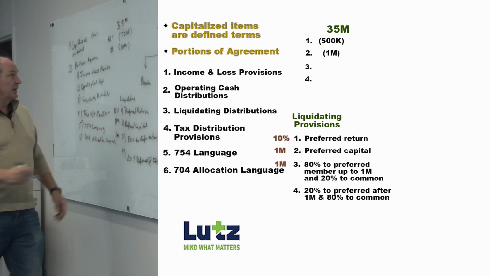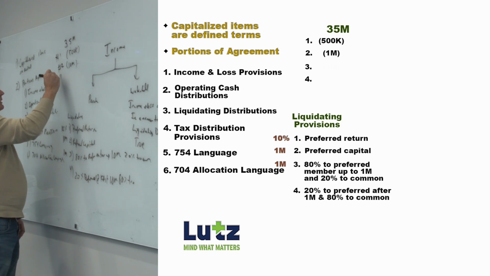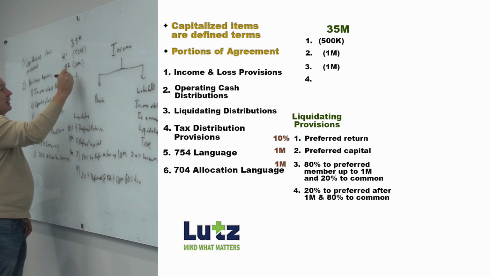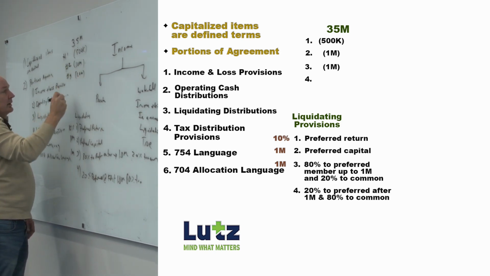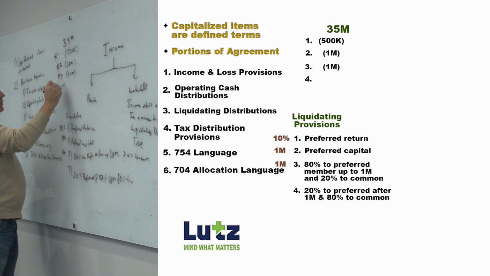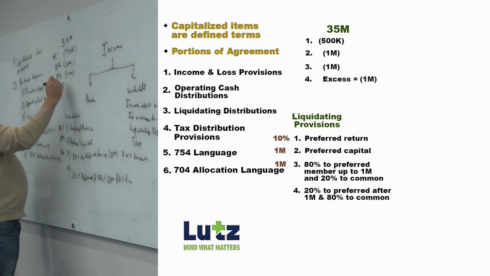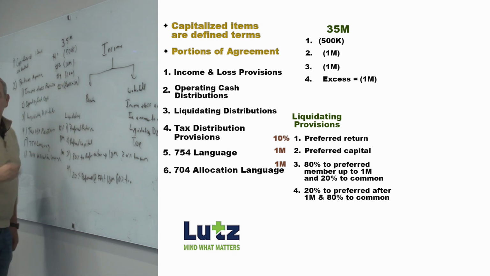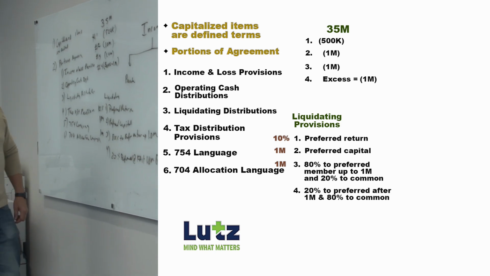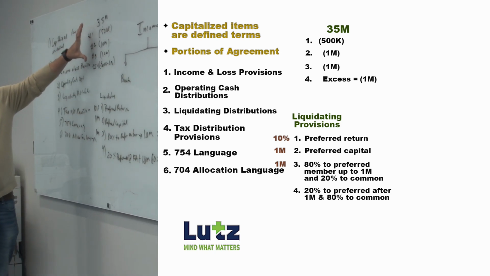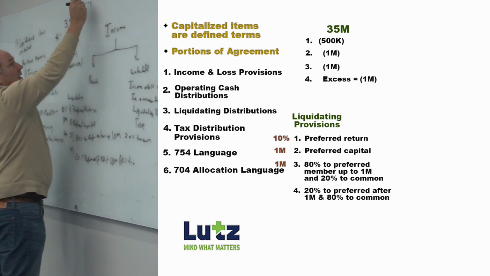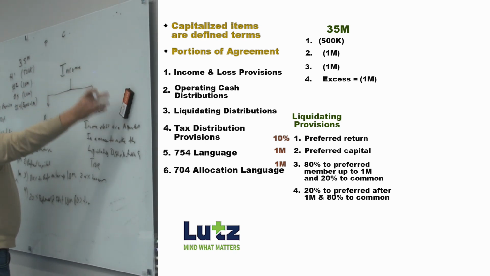Okay. So now we got number 2. We got number 3, $1 million. Correct? Yep. And we have number 4, which is the excess. And how much my excess equals, it happens to be $1 million, correct? Yep. So now we've quantified it in total, and now we have our preferred member and we have our common member.